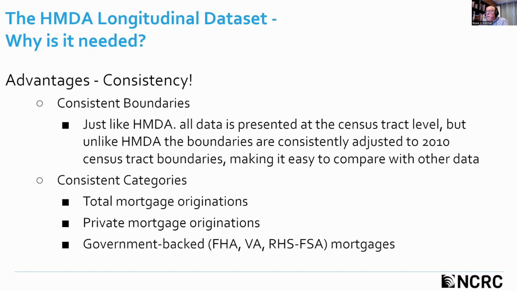Now, you can take the HLD and match the data to other data sources like the LTDB, the Longitudinal Tract Database, which provides data on the census over the past 50 years. Additionally, the HLD provides consistent categories for the total number of mortgage originations and amounts, the number of private mortgage originations made by banks or mortgage companies, and then government-backed mortgages from FHA and VA.